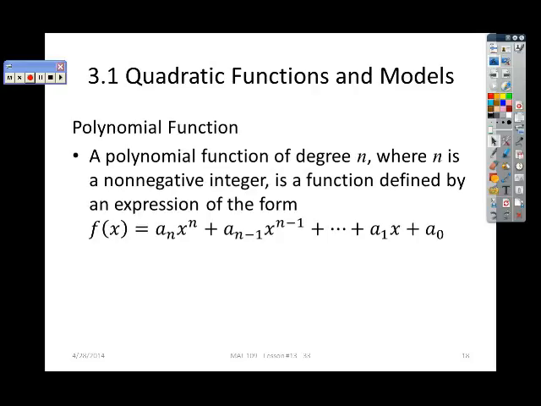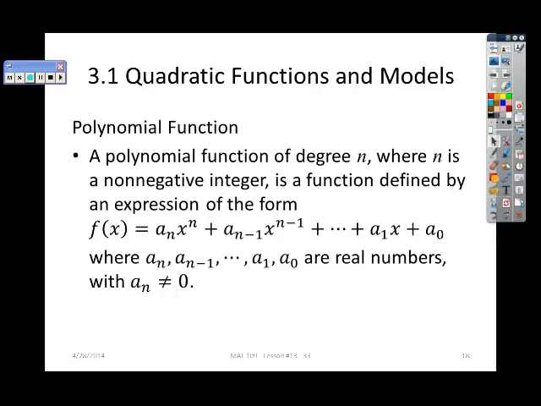This is just generally, like we wrote ax squared plus bx plus c, this is the same thing. But now we're going to allow this to go up to any value of n, including a constant down here. So that one doesn't have x in it, but it is still part of the function. So this is the general form.